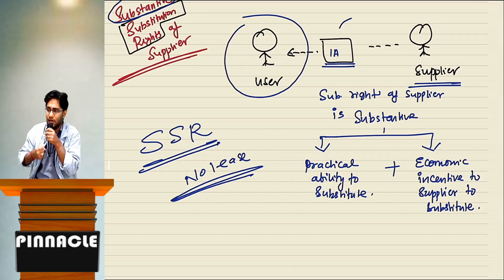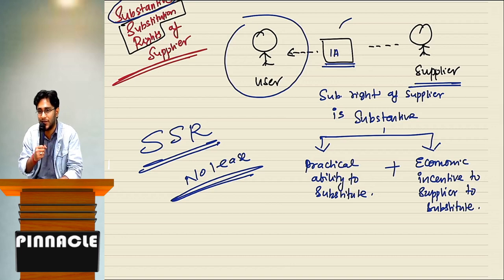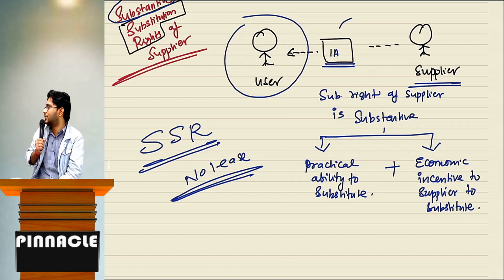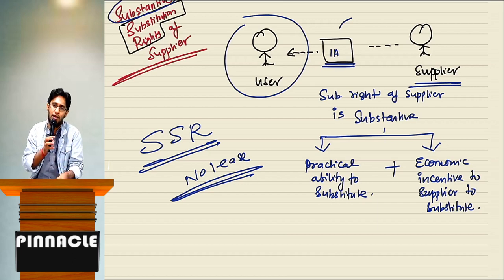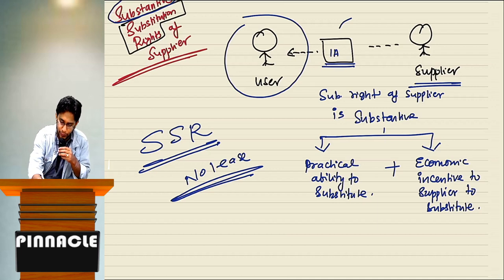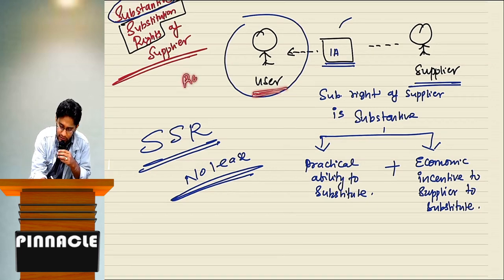These two points are satisfied. He has strength also. He has emotional anger also. Surely he will hit. Like that, practical ability to substitute and economic incentive because of substitution. If both are there, then the supplier is likely to substitute the asset he gave to you. In that case, poor fellow, look at this boy, sir.